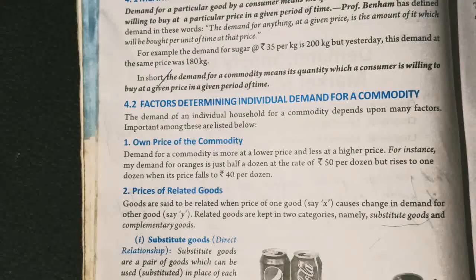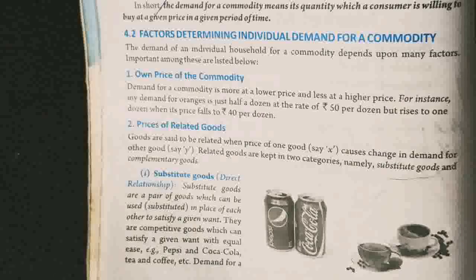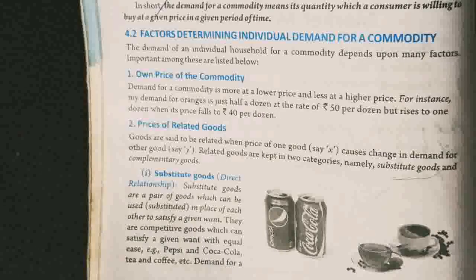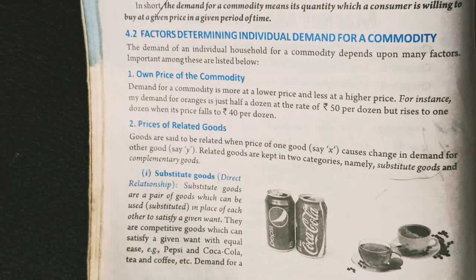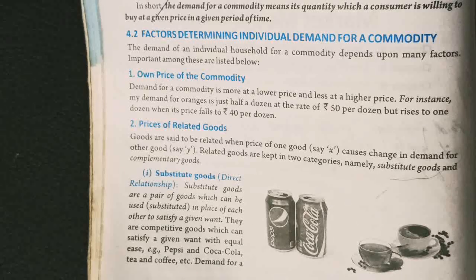Next we will see the price of related goods. Goods are said to be related when the price of one good, say X, causes a change in demand for the other good, say Y. That means because of a change in the price of one good, when there is a rise or fall in the demand of the other good, we call them related goods. Related goods are kept in two categories, namely substitute goods and complementary goods. Now, what are substitute goods? Substitute goods are those goods which can be used in place of one another, for example tea and coffee, Coca-Cola and Pepsi, and there are many other examples.